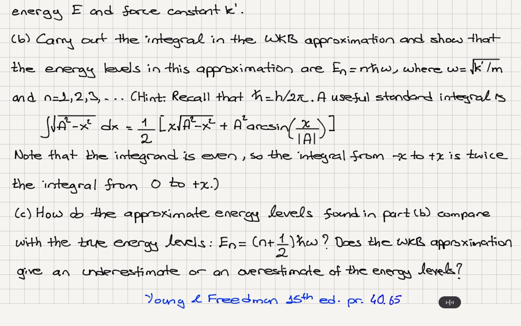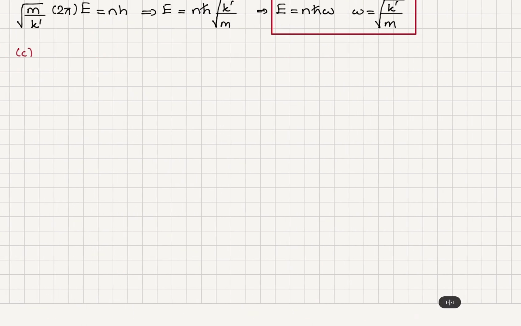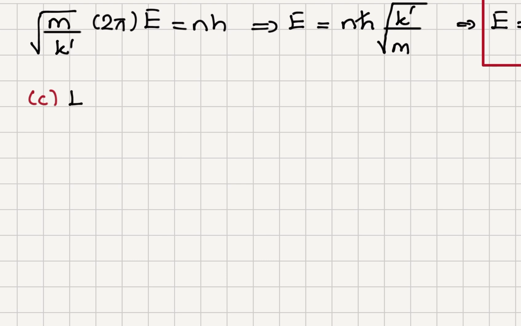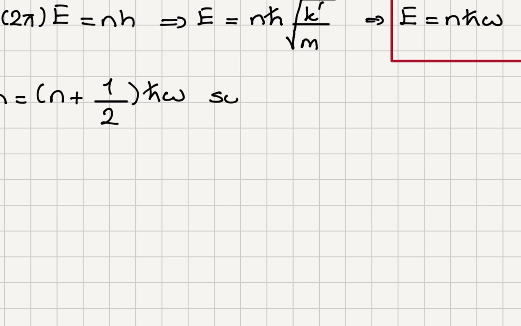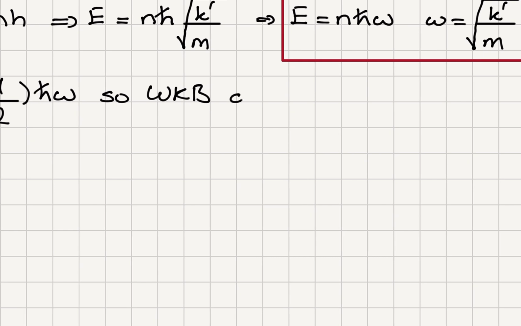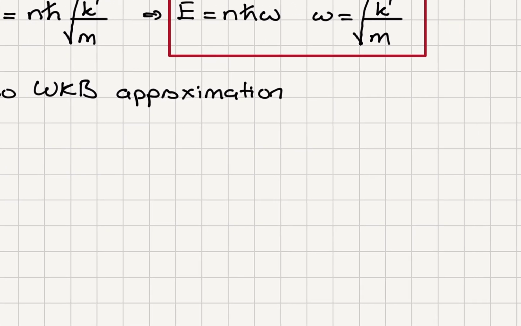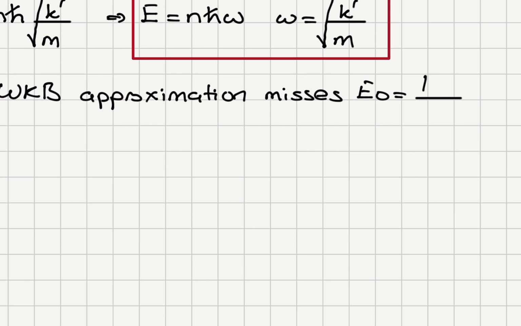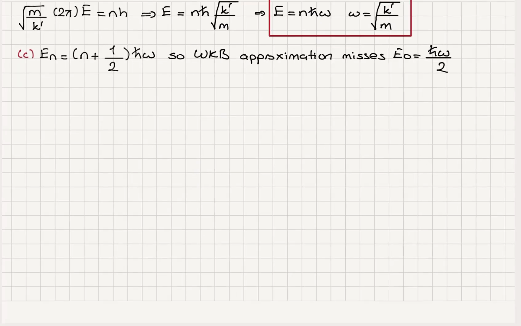Now, part C asks me, how do the approximate energy levels found in part B compare with the true energy levels, n plus 1/2 h bar omega? Does the WKB approximation give an underestimate or an overestimate of the energy levels? Okay. The energy levels are given by n plus 1/2 h bar omega. So the WKB approximation misses the ground state energy E0 equal to h bar omega over 2. Okay, so it underestimates.